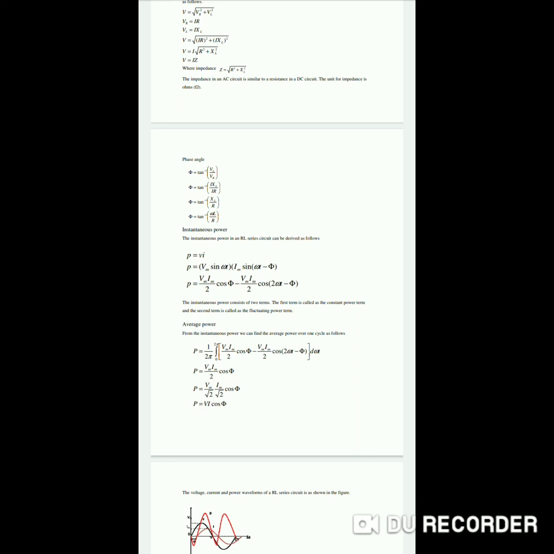Now draw the waveform according to the equations. First, V remains the same, that is Vm sin omega t, starting at the origin. Then you draw the current lagging, and the power flows through the positive as well as the negative half.